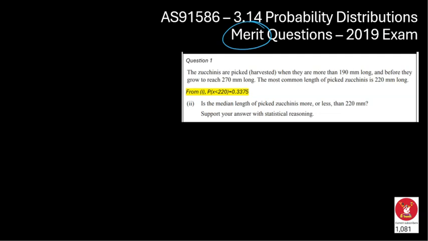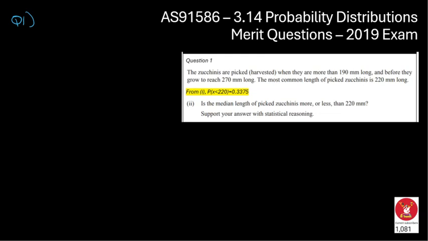In this video, we're going through all the AMERIT questions from the 2019 exam. So let's get straight into question number one. Just a reminder, all these questions are on the website link. I've got it in the comments or bio. And to note, in the previous question, you were asked to calculate the probability that something was less than 220.